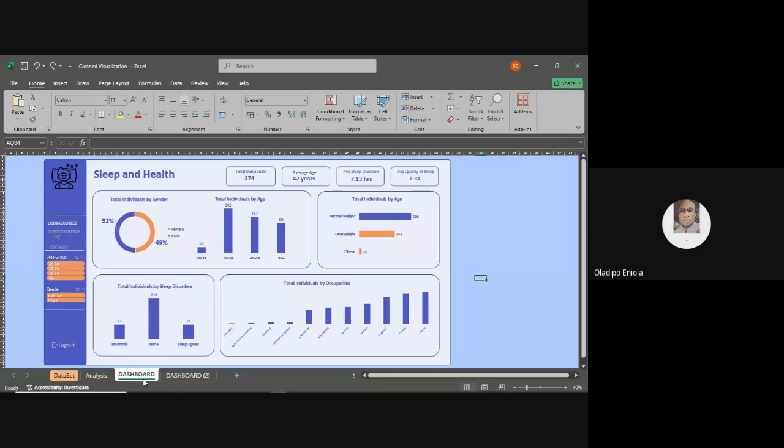But your dashboard does not correlate with your PowerPoint slides. I mean, your dashboard is a bit vague. Some of your charts are not even showing values. Why? Total individuals by occupations, we're just seeing the charts going up. There are no values attached to it. You have total individuals by sleep disorders here, with insomnia, none, and you have numbers for this. But some other charts I noticed are not showing values.